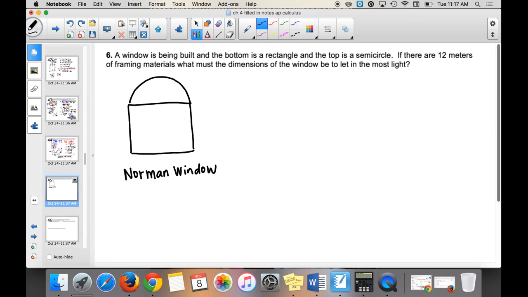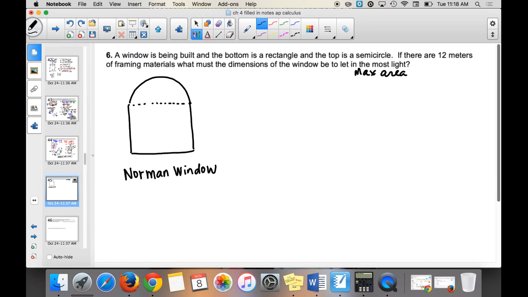All right, so it says if there are 12 meters of framing materials, what must the dimensions of the window be to let in the most light? So the way that this works is this part right here is not really actually there. It's just all cut like that. So we'll do a little dotted line. It's all glass, and you're letting in the most light. What does that mean? Maximum what? Area, right? So we want the maximum area. And there's 12 meters that go all the way around.